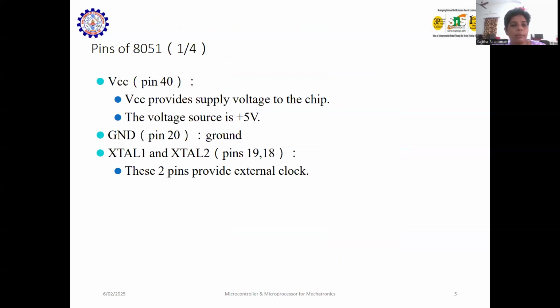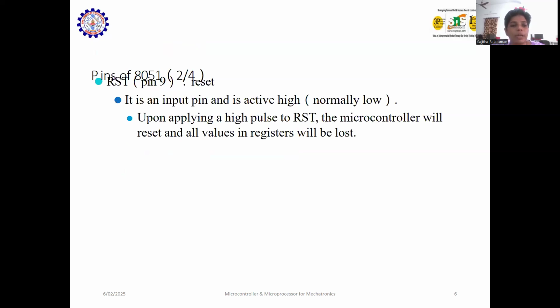As I said, VCC is pin 40. This generally provides the supply voltage to the chip, and the voltage source is 5 volts. Pin 20 is generally for the ground. XTAL1 and XTAL2, pin numbers 19 and 18, are generally used to provide the external clock. Coming to the reset pin at pin number 9, it is an input pin and it is active high, normally low. Upon applying a high pulse to the RST or reset pin, the microcontroller will reset and all the values in the registers will be lost.